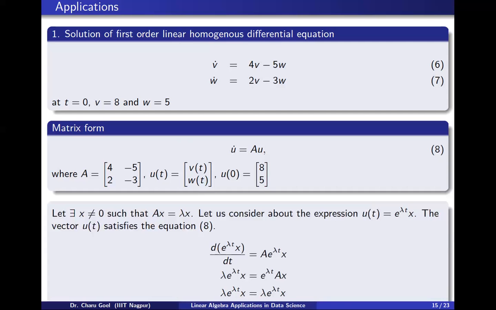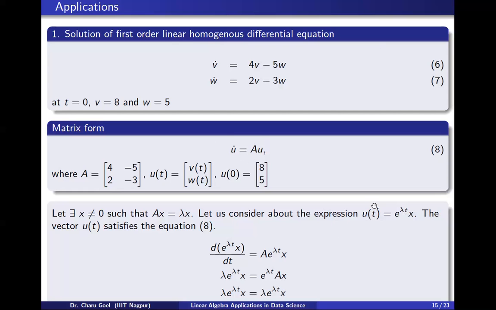Now we have got a matrix, and let us find the eigenvalues and corresponding non-zero eigenvectors. Let there exist a non-zero eigenvector x such that Ax equal to lambda x. In the basic differential equations course, we consider the general expression u(t) equal to e to the power lambda t times x, and this vector u(t) will satisfy the equation. The right hand side is A times e^(lambda t) x, and the left hand side is the derivative with respect to t, that is lambda times e to the power lambda t x, and this reduces to Ax equal to lambda x, which is true.